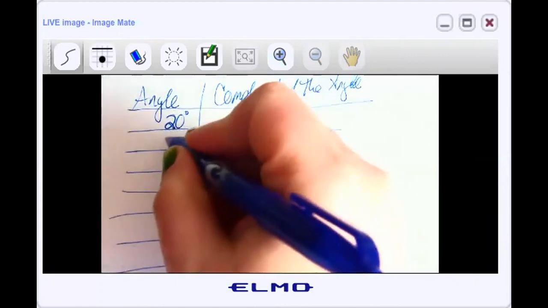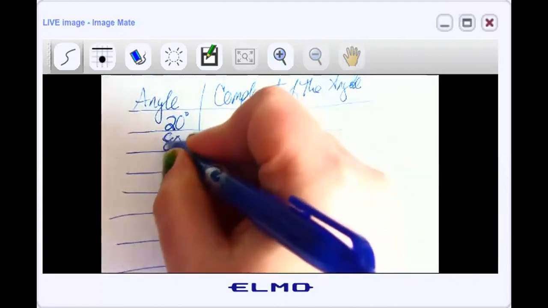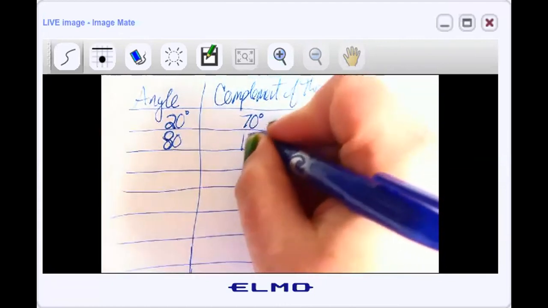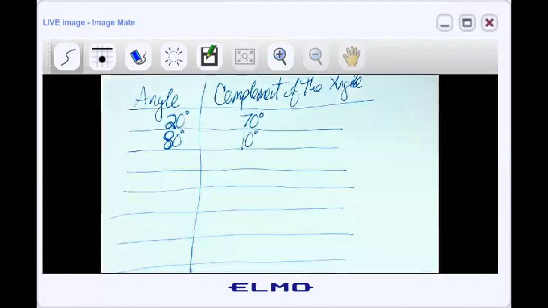So even when I put 80 in here, what are we going to get for the complement? It's got to be 10. Yes, just 10 degrees. Perfect. All right. Does everybody see that? These two numbers should always add to be 90.